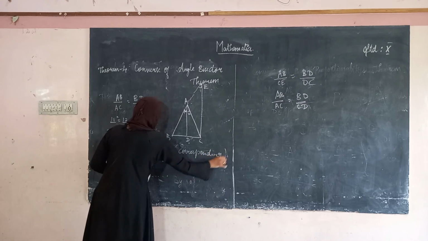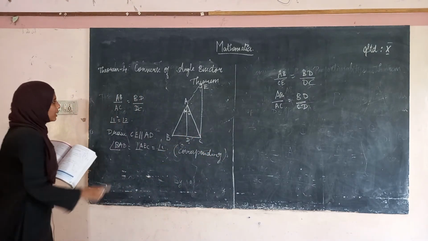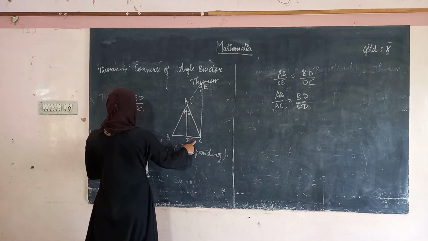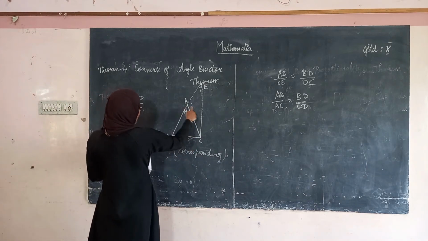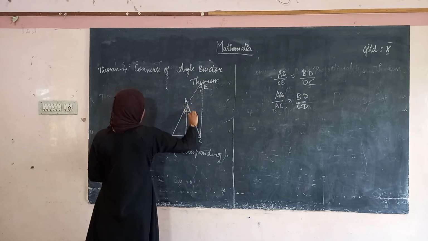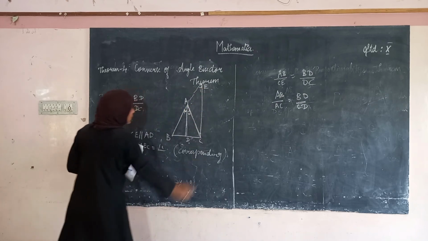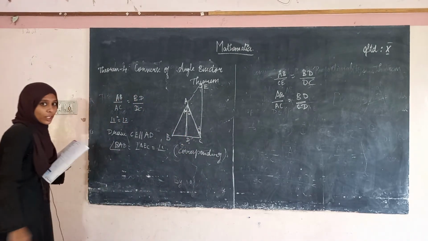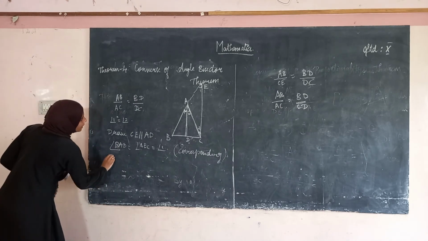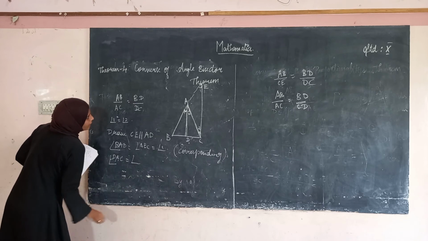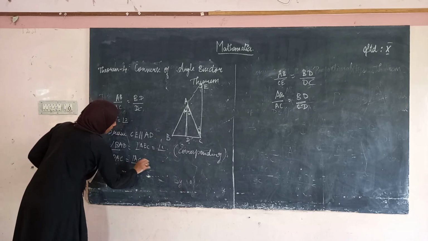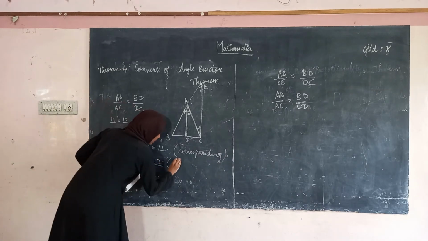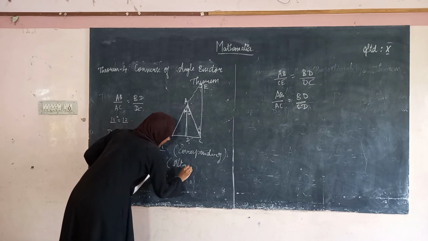Corresponding angles are same. And then angle DAC is equal to angle ACE. Right? See here, like this. What angle is this? This and this. These are alternate angles. That is, angle DAC is equal to angle ACE is equal to angle 2. That is, alternate angles are same.